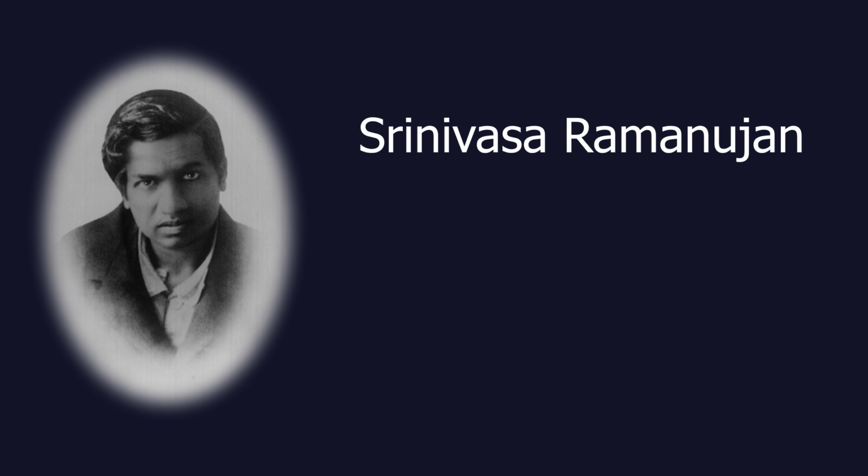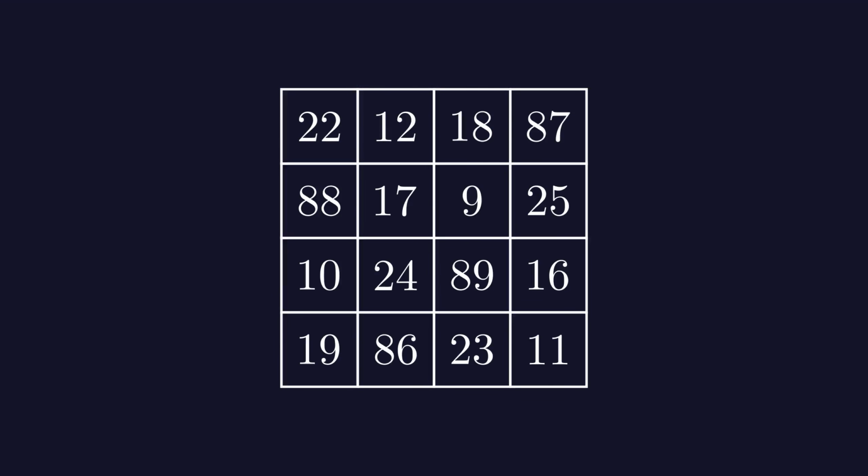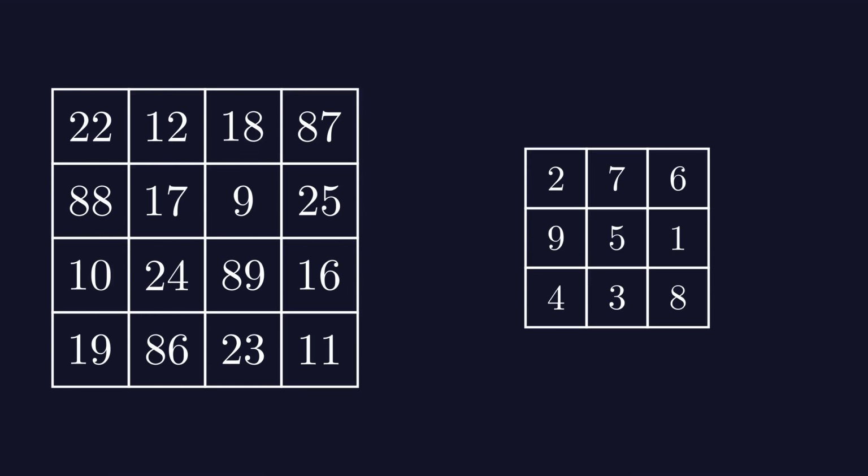Srinivasa Ramanujan was an Indian mathematician. This is Ramanujan's magic square. A square is a magic square if the sum of every row, column and diagonal is equal to the same number. For example, in this 3x3 magic square, every row, column and diagonal has a sum of 15.